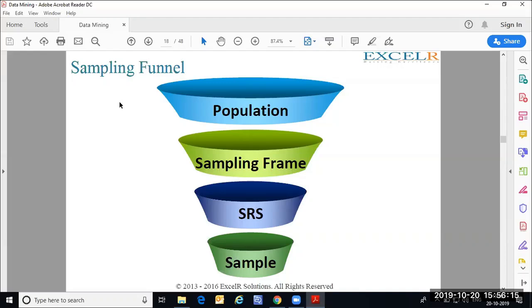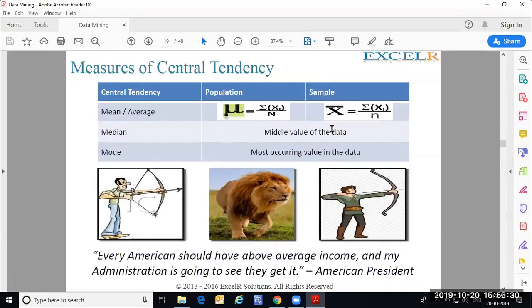There are various sampling techniques. One of them is simple random sampling, stratified sampling, cluster-based sampling, right? And do spend some time to read about what all various sampling techniques we have. Okay. Now let's move further.